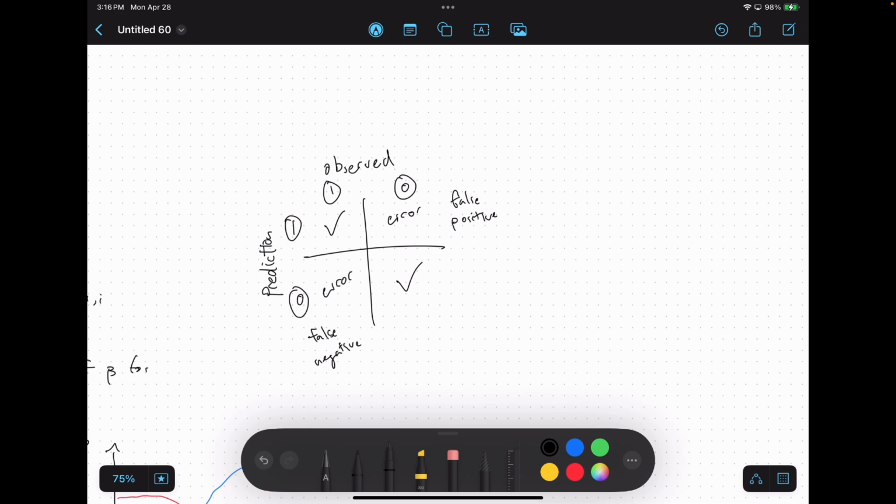I always forget which one is type 1, which one's type 2. Does anyone know off the top of their head? Okay, you can look it up.